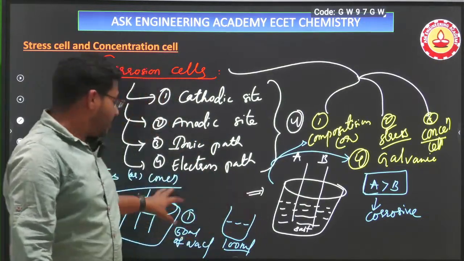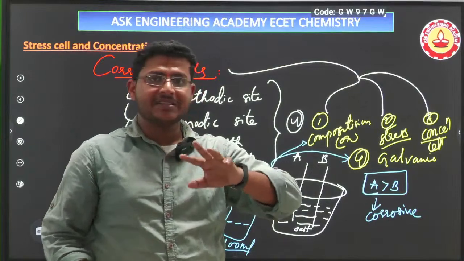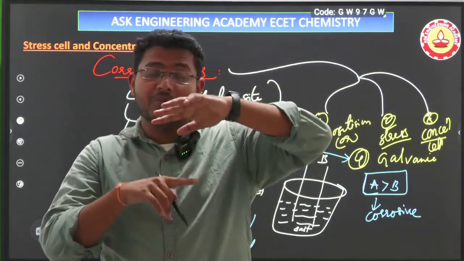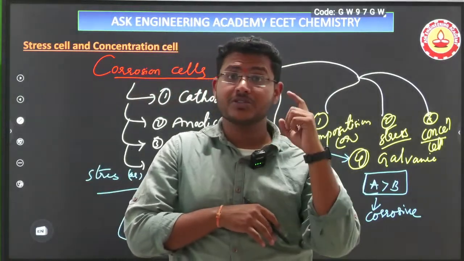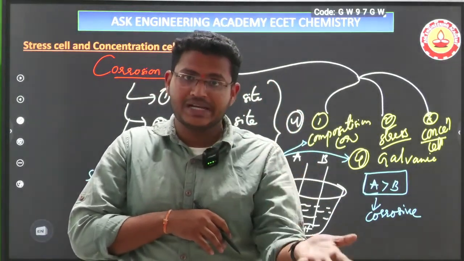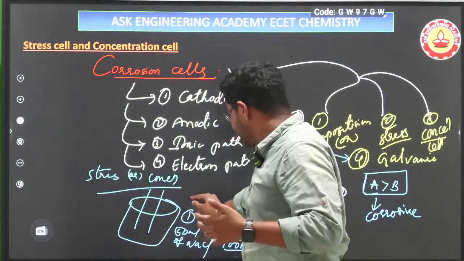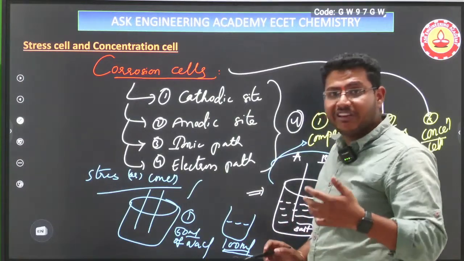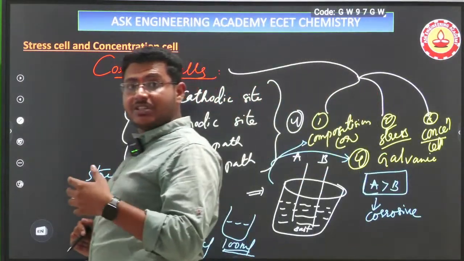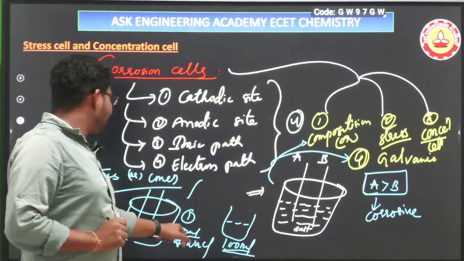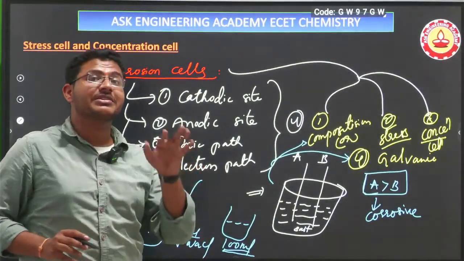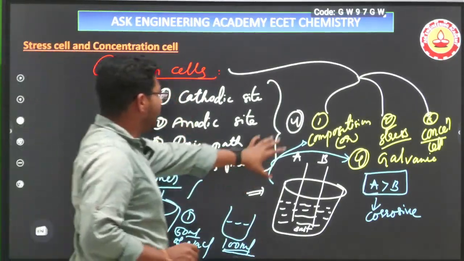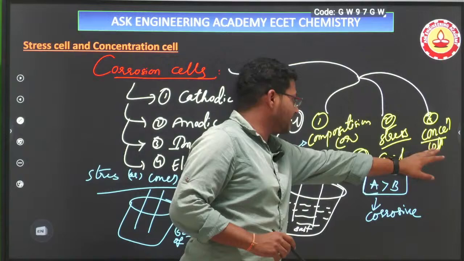That means two different types of metals are placed in two different chambers. The only difference is the concentrations of the electrolytic solutions we have taken. In the first case we have taken 50 ml of NaCl, in the second case 100 ml of NaCl. If the corrosion cell is one in which the concentration is varying, that's why it is called a concentration cell. Because of that reason it is called a concentration cell. So this is all about composition cell and concentration cell.